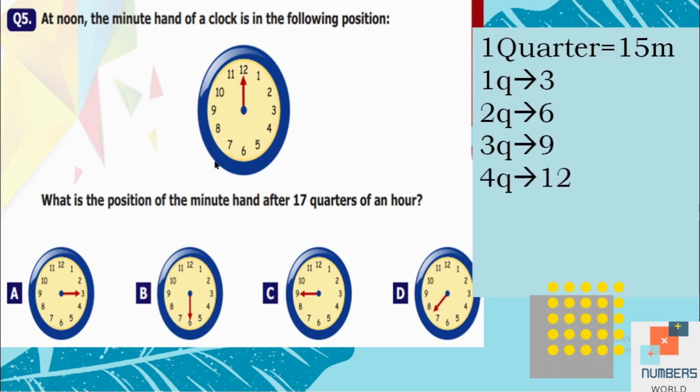Similarly, if you keep on taking the jumps, 1, 2, 3, 4, 5, 6, 7, 8, 9, 10, 11, 12, 13, 14, 15, 16, and 17. So on the 16th quarter, the hand was again back on 12. So for the 17th quarter, it will be on 3 again. So A is the correct option.